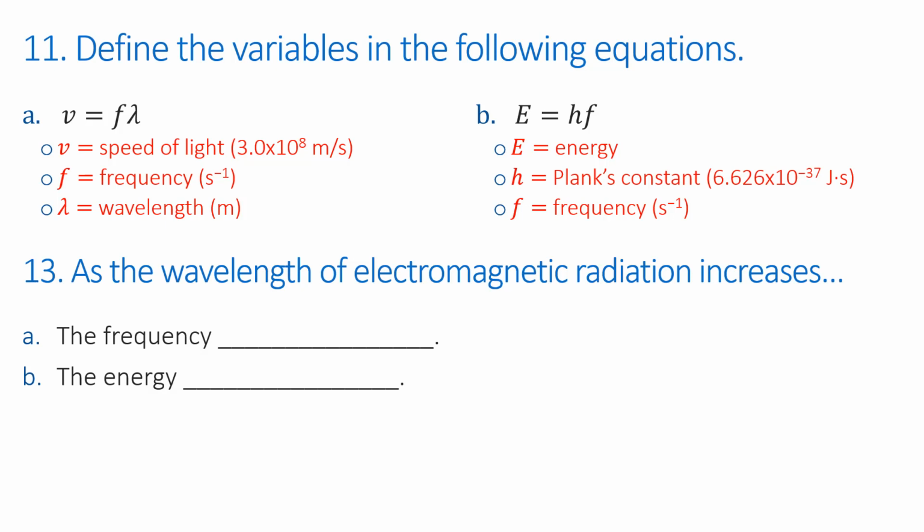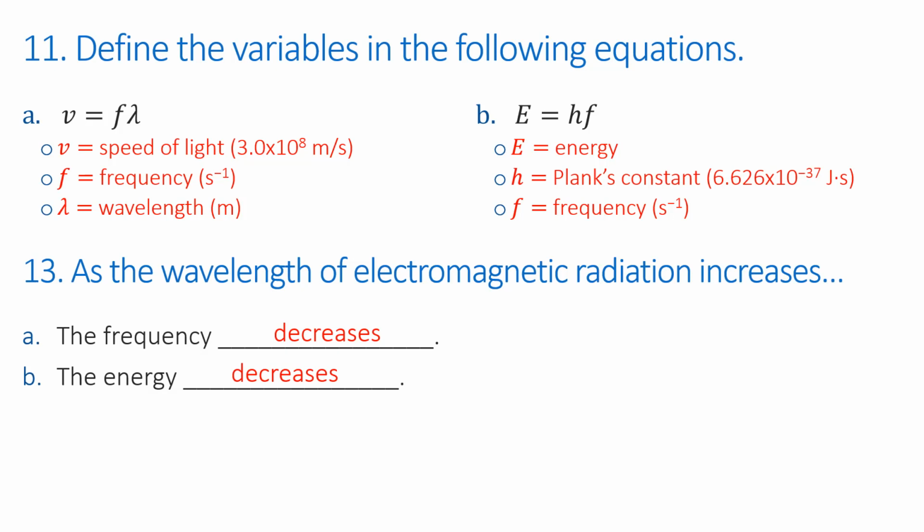As the wavelength of electromagnetic radiation increases, the frequency is going to decrease, and the energy will also decrease. As those wavelengths get longer, if I stood at one point and watched the waves go by, longer wavelengths means fewer waves are going by, so the frequency is lower. We know that E is equal to H times F, so if frequency is lower, then energy will be lower as well.